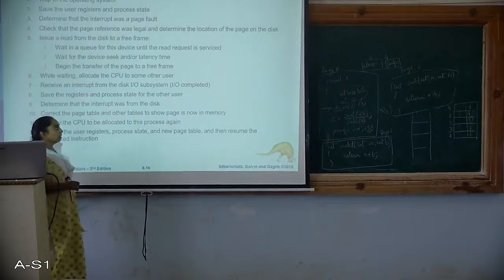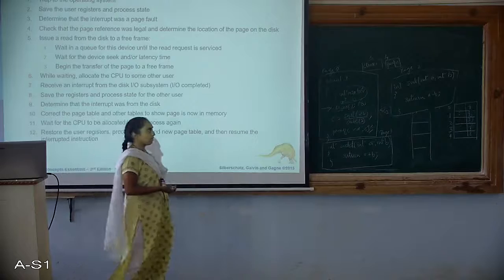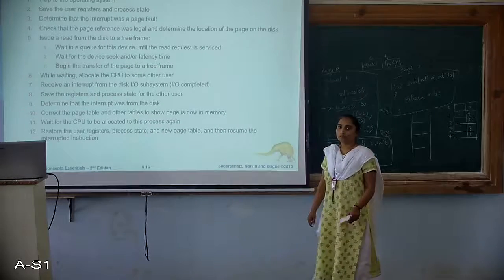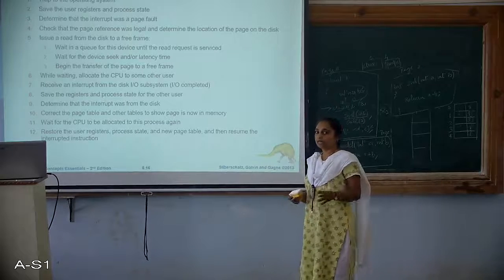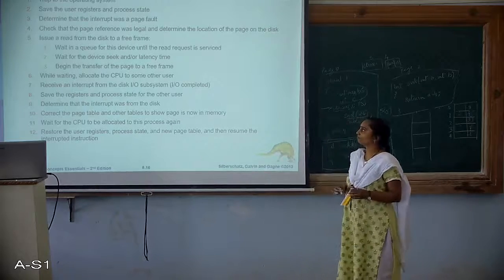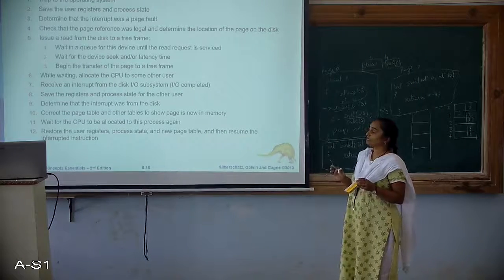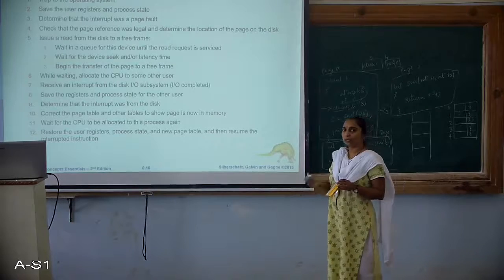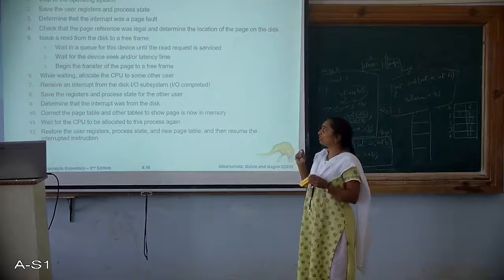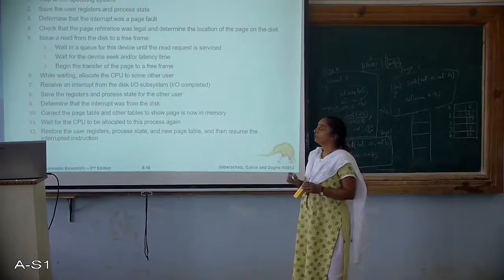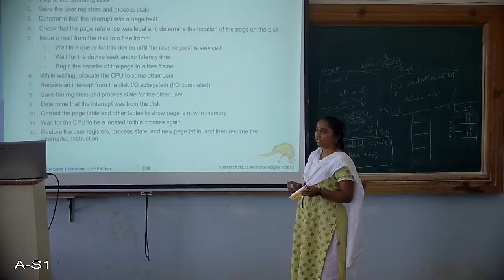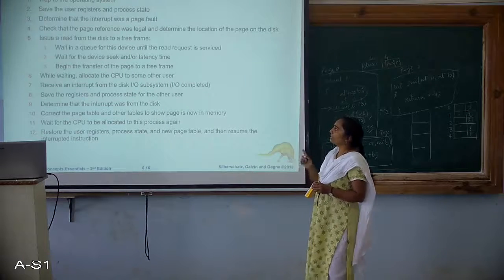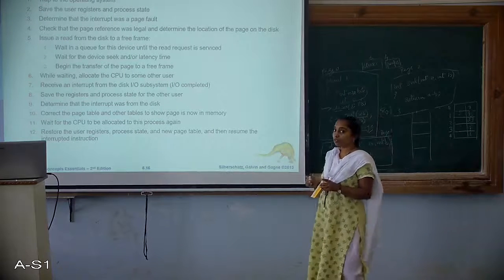Then next is the performance of this demand paging. This entire process is explained in these steps. Just go through the steps, then I'll explain what it is. This is called the stages of demand paging. You relate this to the diagram that we saw, then you will be able to understand each of these steps. So first is a trap to the operating system. Step 2, next, save the user registers and process state.